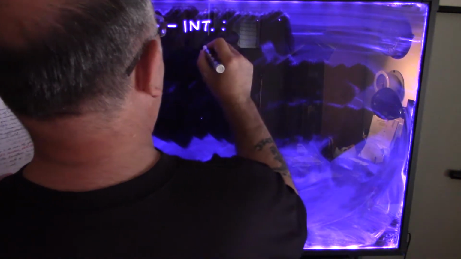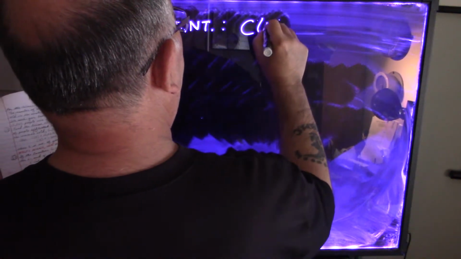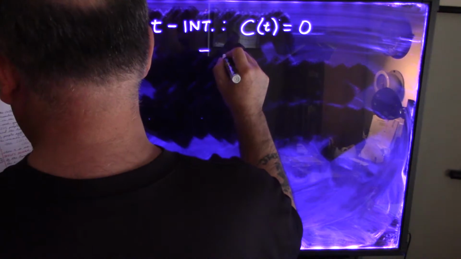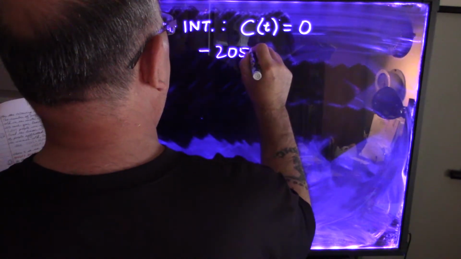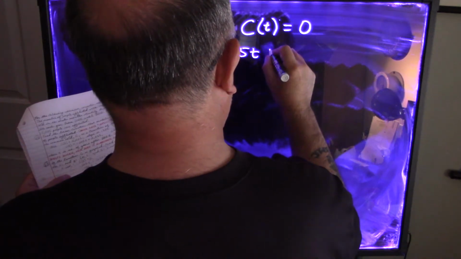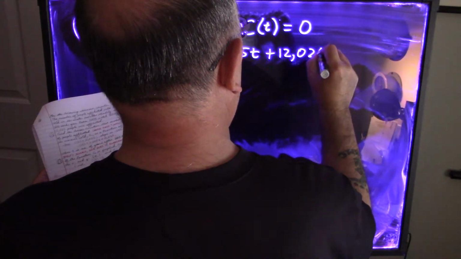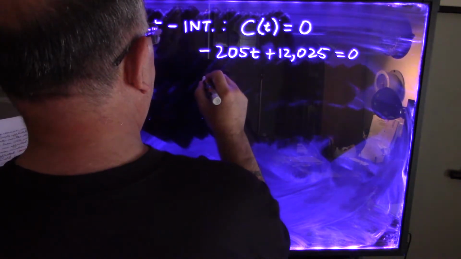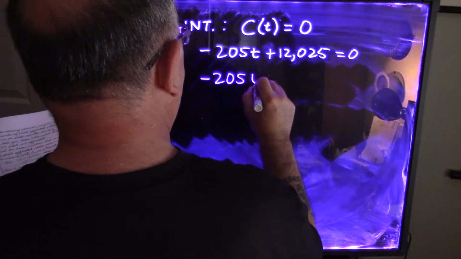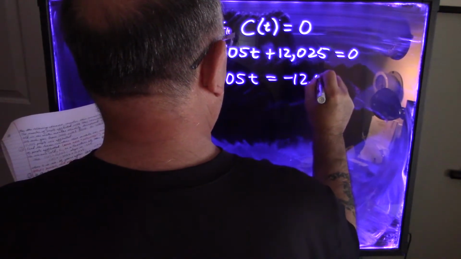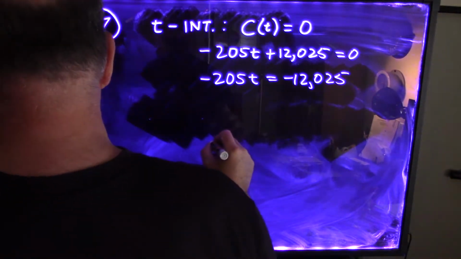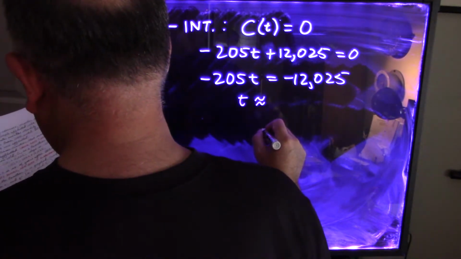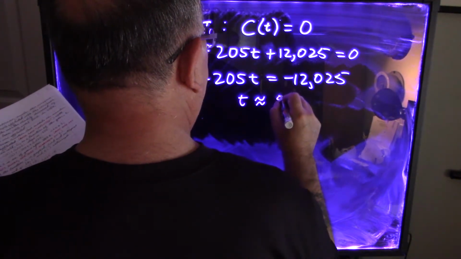Okay, so c of t, set that equal to 0, solve for t. So you've got negative 205t plus 12,025 equal to 0, and then subtract 12,025 from both sides. So you get negative 205t equals negative 12,025. Divide both sides by negative 205. You can get a decimal approximation on this, about 58.66 for t.